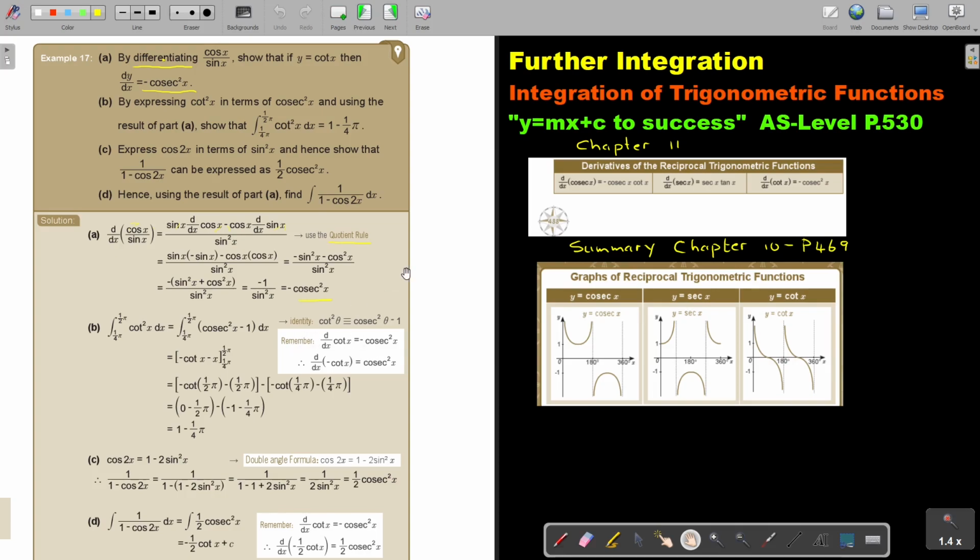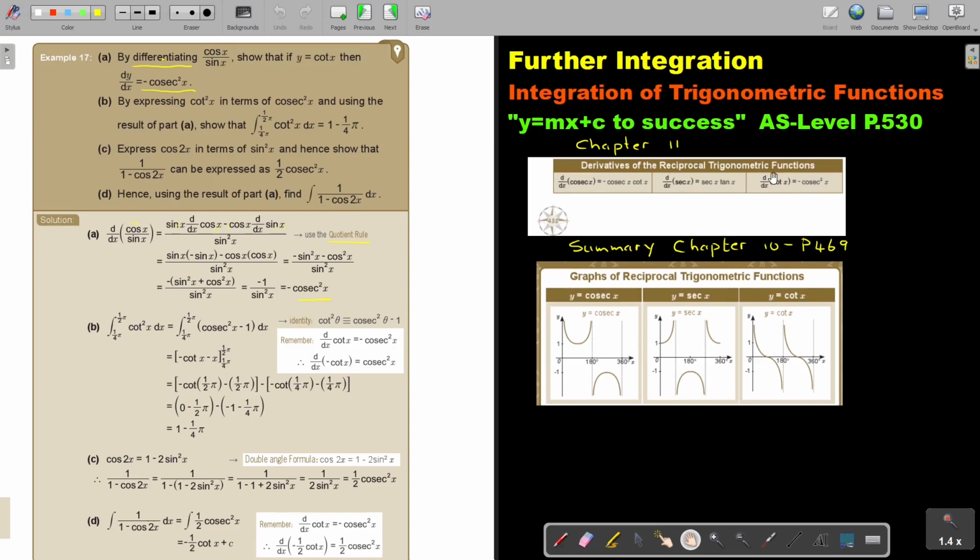Now, remember this. This is coming from chapter 11, derivatives of the reciprocal trigonometric functions. If you differentiate cot x, you get negative cosec square x. You can go back to that page, 488. You can do it with the quotient rule, but don't do it too long. So rather just memorize that. So I know that this is this.